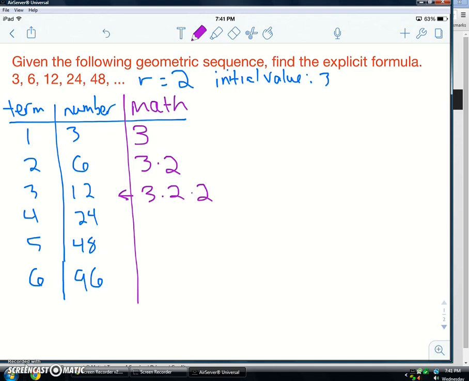All right, let's keep going with this idea. For 24, we took the previous term, which was 3 times 2 times 2. When I say previous term, I'm taking this thing right here. Then to go to the next term, we just said times 2, and that gives us 24. And if you don't believe me, you can always check that.